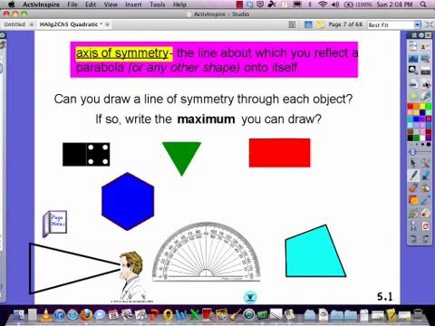Look at these, a little bit about symmetry from geometry. You can draw a line of symmetry through each object. So if you would, write your maximum number of lines that you can draw. And you can just draw a quick sketch or just draw what the shape was and write your number. We're going to check on these when we come to class as part of our discussion. Symmetry.